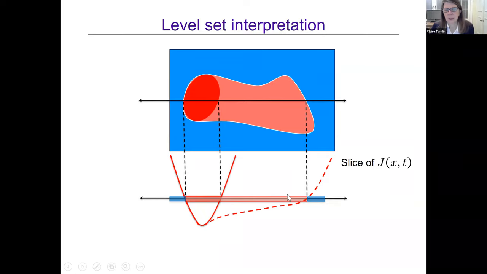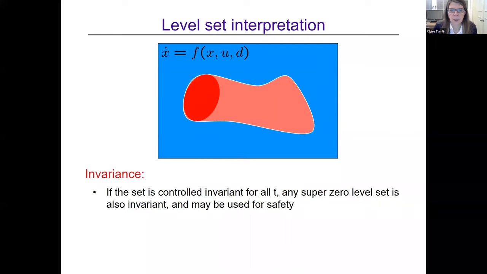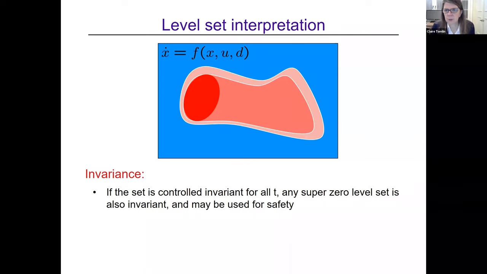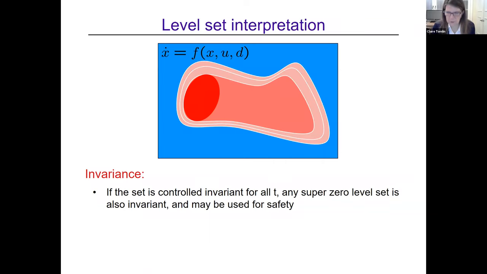And it's nice in some ways. I mean, we still have to deal with computational complexity, but it's nice because you can represent non-convex sets. You can represent disconnected sets through this function. We're always just capturing the zero sublevel set. And if you compute back and the set freezes after some time, freezes means it doesn't grow anymore, we call that controlled invariant for all t. Then any super zero level set, if this function itself represents the zero sublevel set, is also controlled invariant, and you can use that for safety.